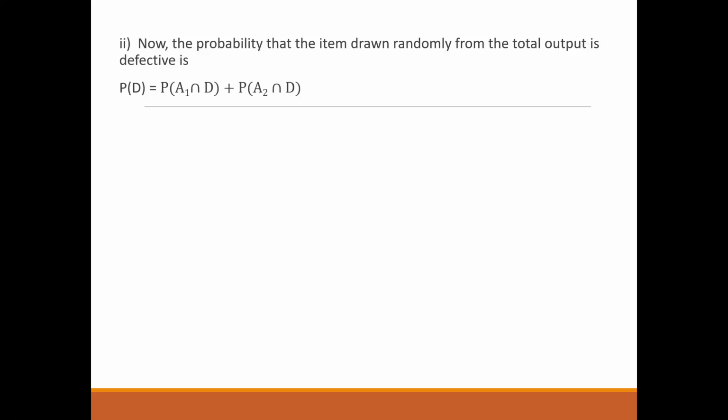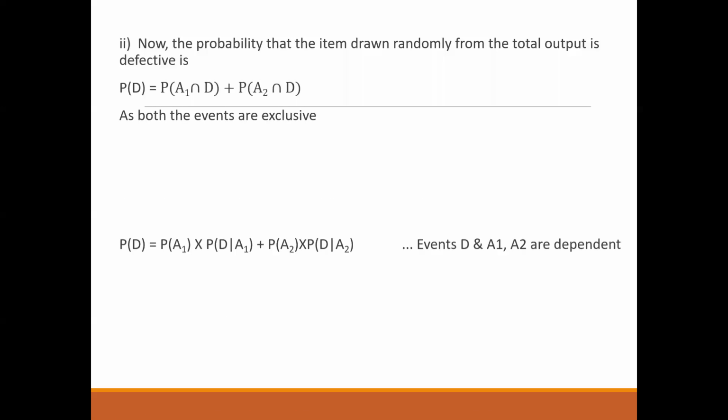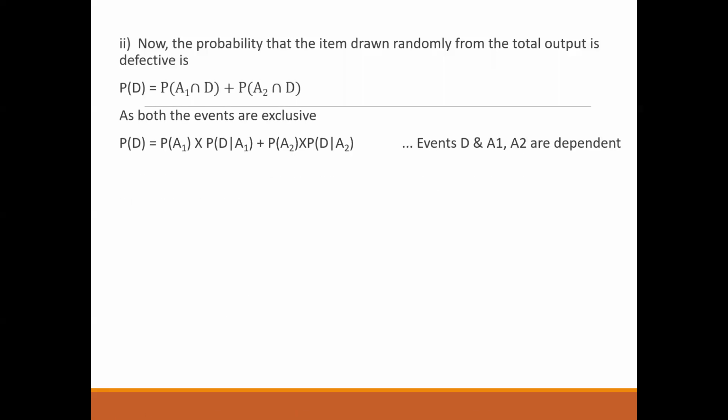This is the formula. Now this formula, if you are using it, is for mutually exclusive events. If the events are dependent, the formula changes. As both the events are exclusive, we will be using this formula: P(D) equals P(A1) into P(D given A1), and we have already found out those values, right?